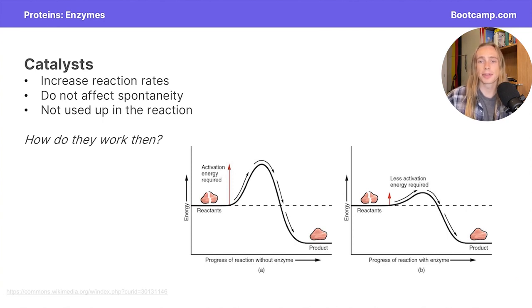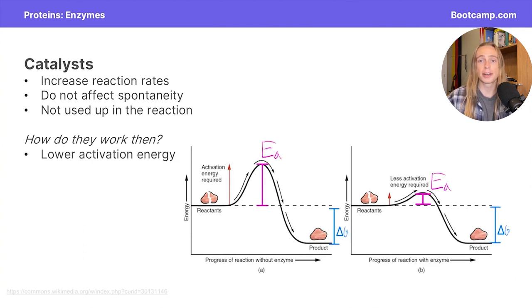So if a catalyst is something that can speed up a reaction but doesn't affect the spontaneity of a reaction and isn't used up in the process, how do you think these are going to work to help increase the reaction rate? So catalysts work by decreasing the activation energy required. If you look at this image, notice that the reaction on the left is uncatalyzed and it has a really large activation energy. If we look at the image on the right, we notice that the activation energy in the catalyzed reaction is much smaller. This lower activation energy enables the reaction to proceed much more rapidly than the uncatalyzed reaction.